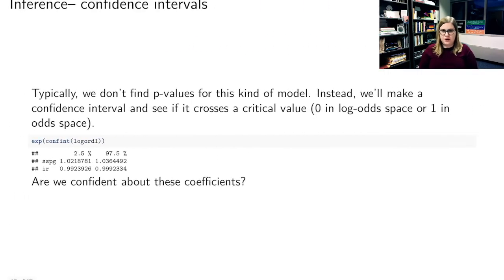All right. Again, we might want to do some inference. Typically, we wouldn't find p-values for this kind of model because we don't have a good distributional approximation. So instead, we'd make a confidence interval and see if it crosses a critical value. Again, that's 0 if we're in the log odds space or 1 in the odds space. I've exponentiated here, so I am in the odds space, and I want to see if these intervals cross 1, and they don't. This one is all above 1, and this one is all below 1, so we're pretty confident that those are good coefficients.